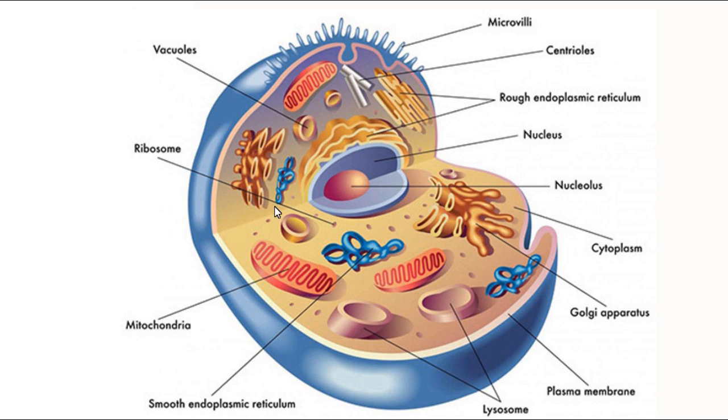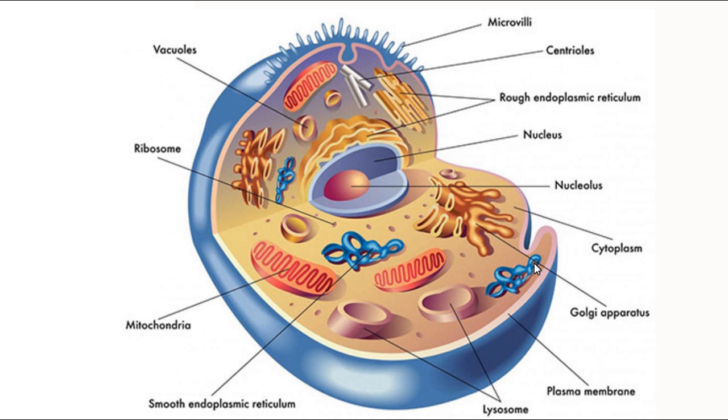These structures, on the other hand, are called smooth endoplasmic reticulum. They don't contain any ribosomes, hence the reason why they're called smooth endoplasmic reticulum. What these structures do is help in the synthesis and transport of lipids and steroids.